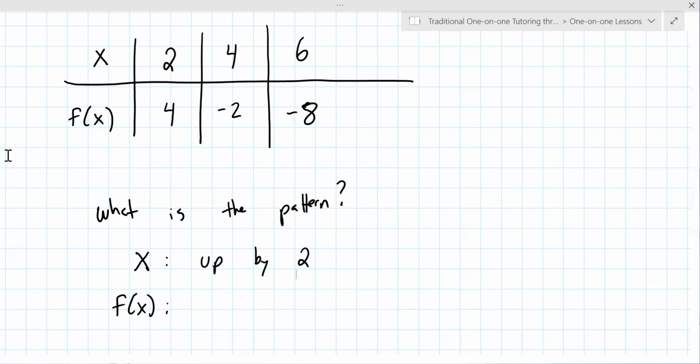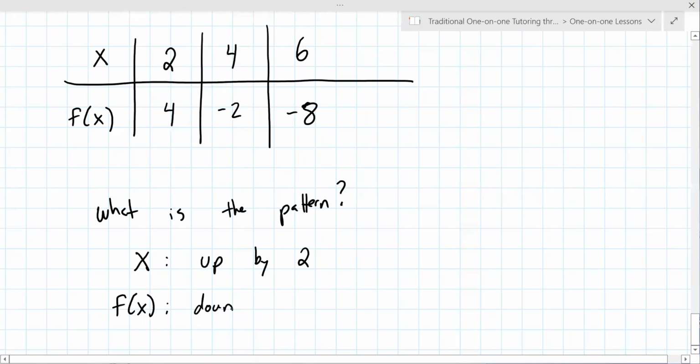Now, what are you going down by with f of x? How much are you going down each time? Because minus 2 is smaller than 4, so you must be going down. How much are you going down by? How do you go from 4 to minus 2? You should subtract by 6. Yes, you're going down by 6. Perfect. Okay, very good.